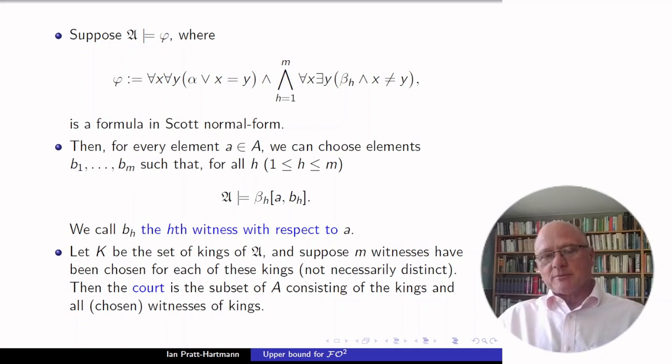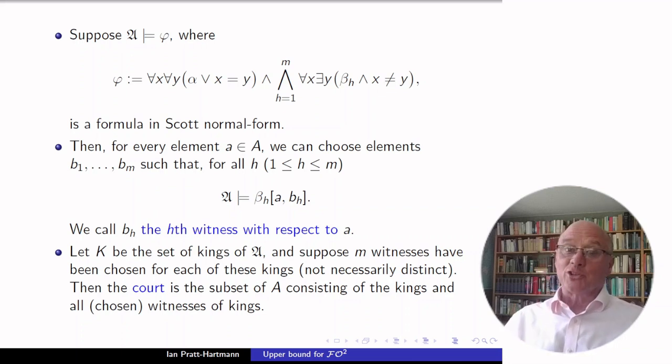We know that we must be able to do that if the formula is true. So, having chosen them, we'll call Bh the h-th witness with respect to A. Given any element A, we can choose a collection of witnesses. We know they must exist. We'll just make that choice and forget about it after that.